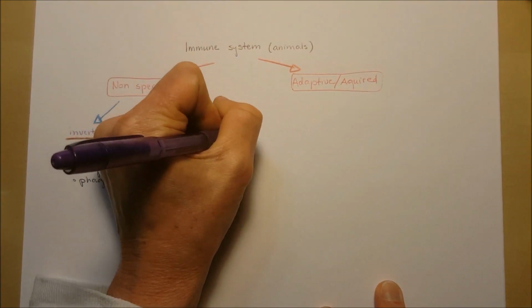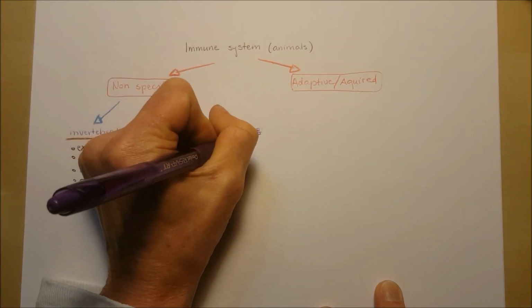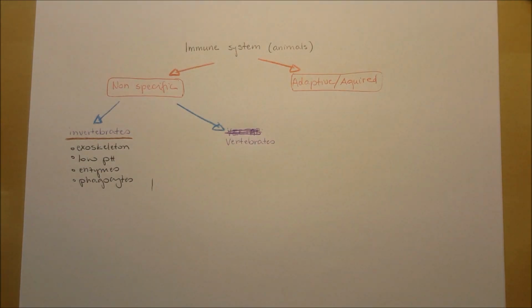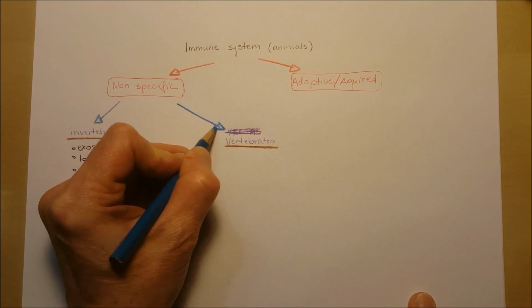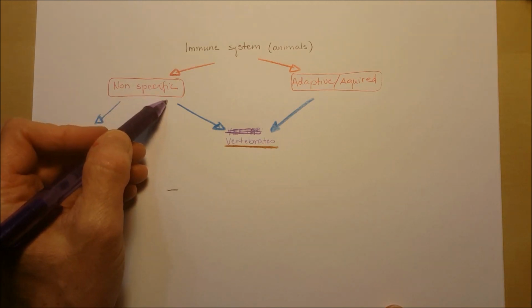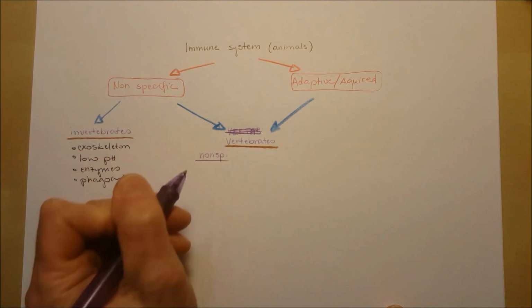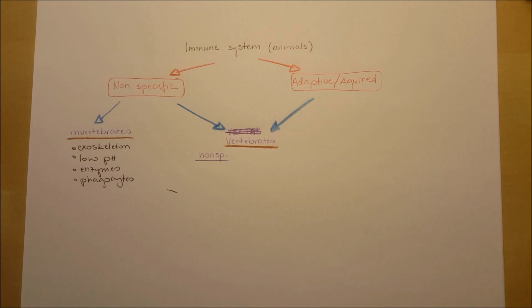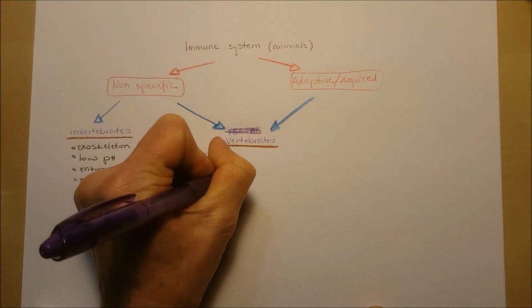The other group are going to be the vertebrates with non-specific immune response. The vertebrates also have adaptive or acquired immunity, so they have both of them, but the invertebrates have only non-specific. The vertebrates have their skin that is low in pH, lower than neutral.